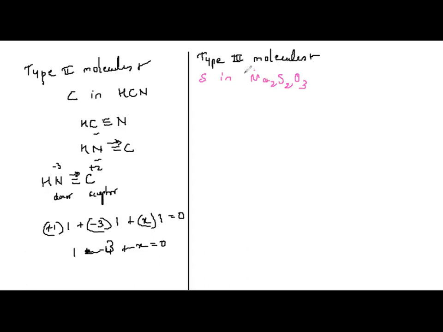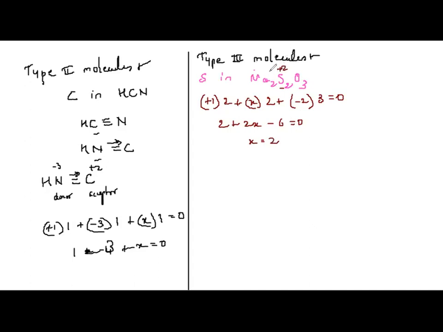Na2S2O3. Usual method, how do we do? Sulfur, suppose, is x. Sodium is plus 1 into 2, plus sulfur x into 2, plus oxygen is minus 2 into 3, equal to 0. So 2 plus 2x minus 6 equal to 0. 4 plus 4x is 2. So x becomes 2. So sulfur is plus 2, we say.